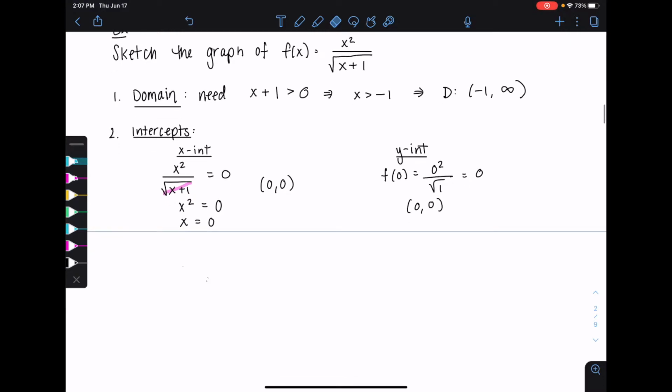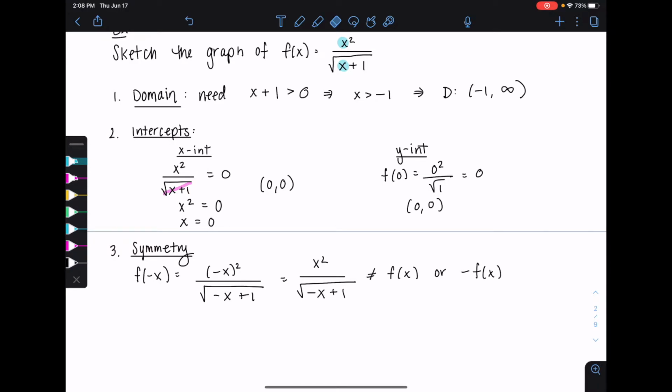Okay. Now third, we go on to symmetry. So I want to evaluate my function at -x. So anywhere I see an x in here, it gets replaced by -x. So I've got -x squared over the square root of -x plus 1. In the numerator, that cancels, but the denominator, nothing happens. So really, this isn't my original function, and also I don't have a minus sign pop out. So really, I have no symmetry for this graph.